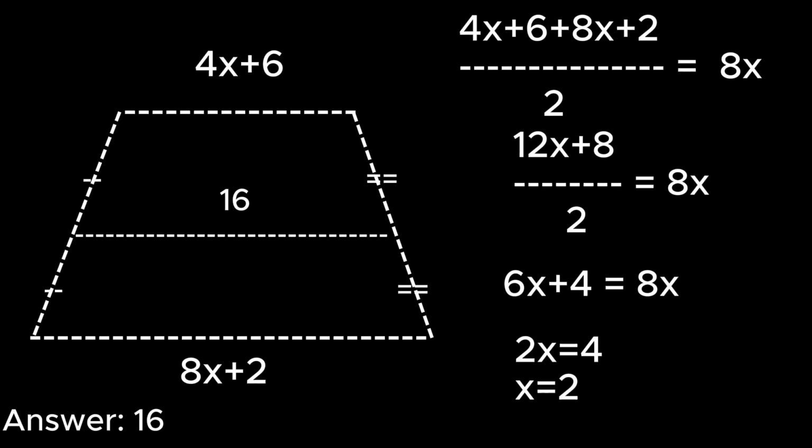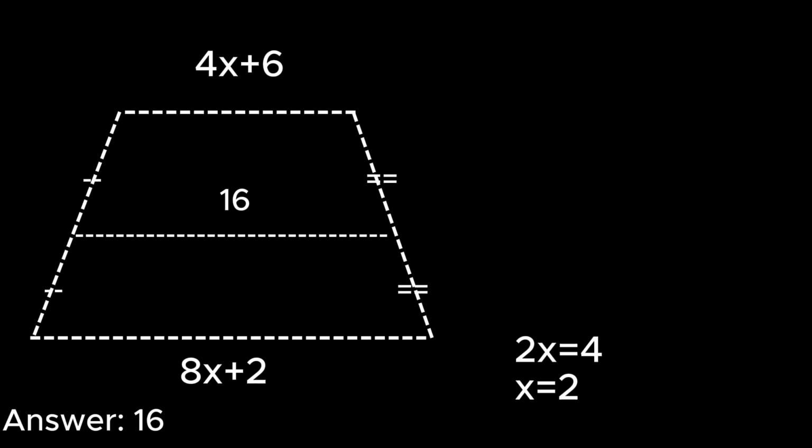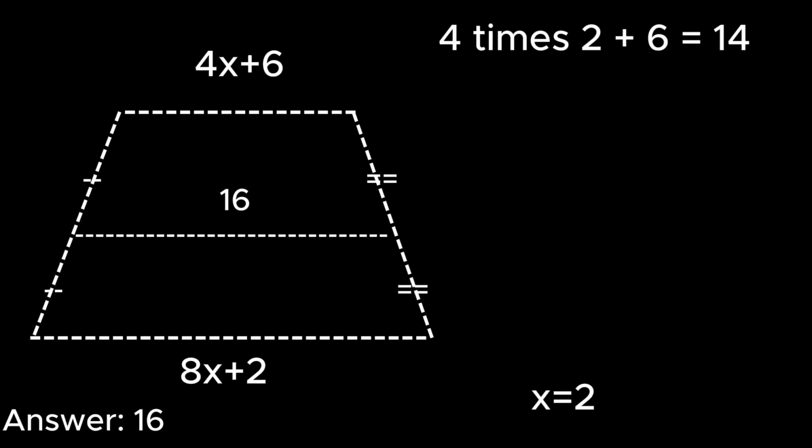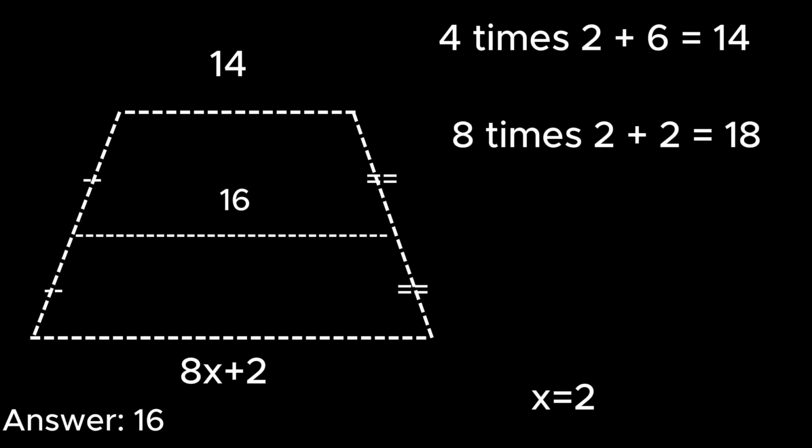Let's plug the value of x back into all the lengths and see if this average is correct, see if our answer is correct. So we plug the 2 back into the top. We get 4 times 2 plus 6, so the length of that would just be 8 plus 6, which is 14. And for the bottom, we plug the 2 in as the x. We get 8 times 2 plus 2, and that simplifies to 16 plus 2, which is just 18.